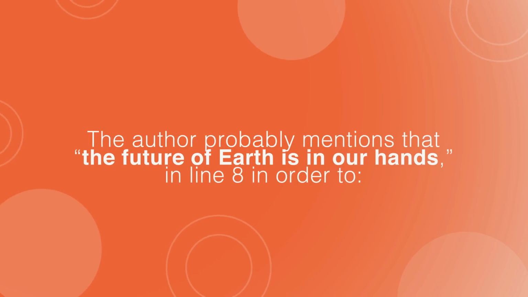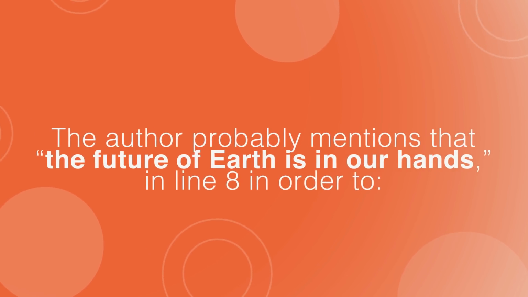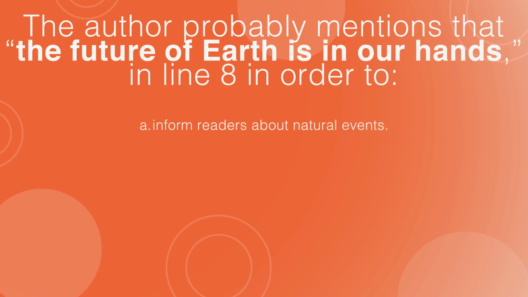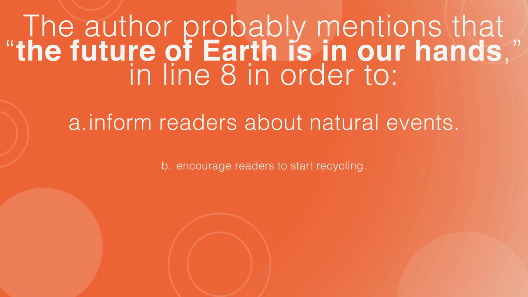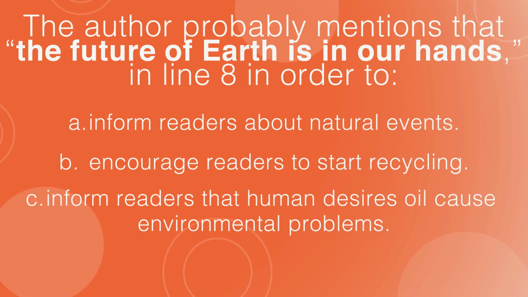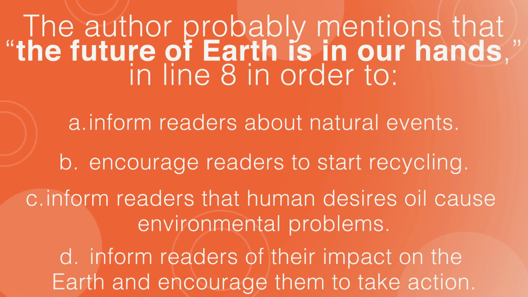You'll also see questions about what an author's choice of words says about the author's personal opinion or intent of writing the passage. An example of this kind of question would be, the author probably mentions that the future of the earth is in our hands in line 8 in order to inform readers about natural events, encourage readers to start recycling, inform readers that humans' desire for oil causes environmental problems, inform readers of their impact on the earth and encourage them to take action.